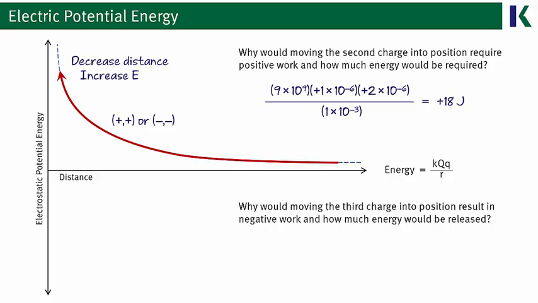All right, the next prompt question asks about the third charge, and now the negative work done. As always, work is the difference from initial to final energy, and the initial energy is zero, so work is still equal to the final energy.